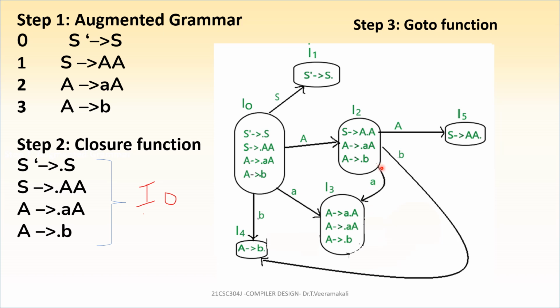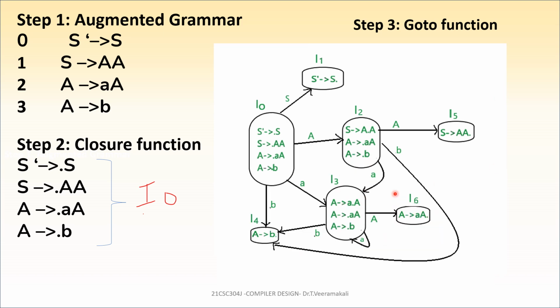So the direction is given for I3. If you apply the goto function for B, you will get A tends to B dot. That output is also available in I4. So when you apply the B, you will get the result A tends to B dot. Now we completed the I2. So what do we need to do? We need to proceed to I3.